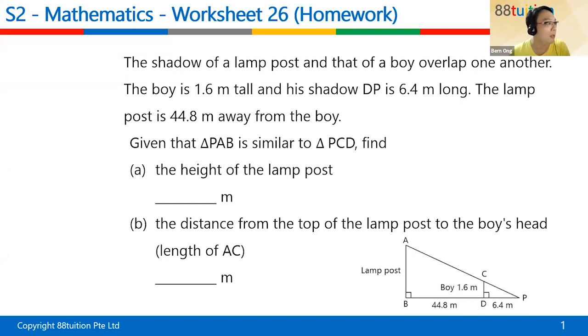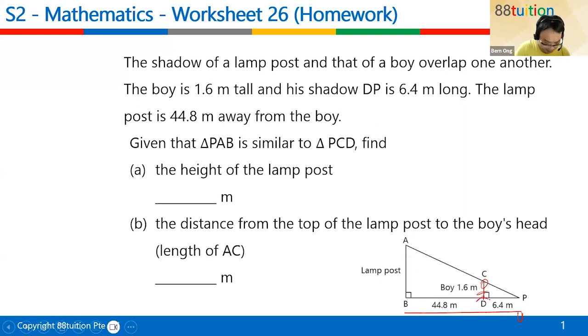This was your homework. This question was talking about a similar triangle with Pythagoras theorem. Let's take a look. The shadow of a lamppost, this is the lamppost, and that boy overlap one another. So this is the shadow of the lamppost, and the shadow will look something like that. Can you see or not? For example, the lamppost will be like that, and the boy is here.